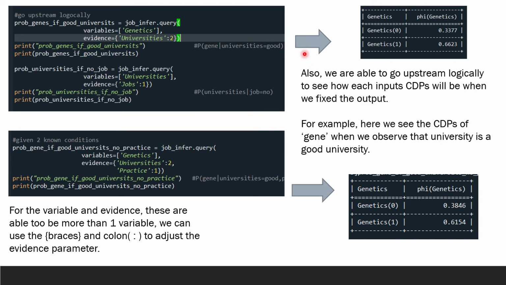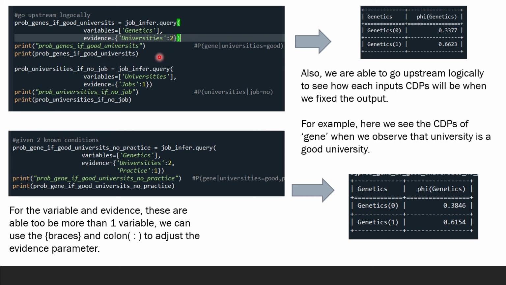For the next one, let's read it first. Also, we are able to go upstream logically to see how its input conditional distribution properties, not property, sorry for that, probabilities will be when we fix the output. Because we just go upstream logically, it means that we try to give the evidence to the downwards node. It means the last node.